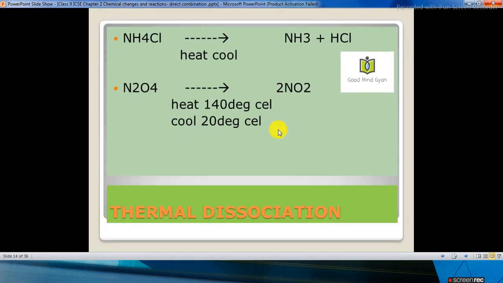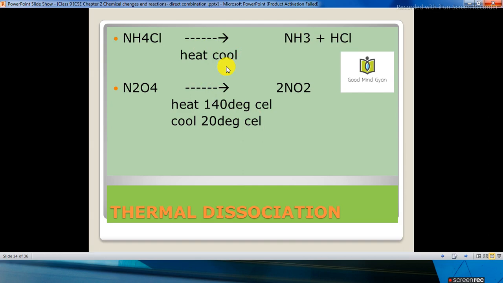Next we go to thermal dissociation. Now what is thermal dissociation? It is a dissociation in which a substance dissociates into two or more simpler substances on application of heat. In thermal dissociation, NH4Cl, that is ammonium chloride, when you heat it you will get ammonia and hydrogen chloride. When you cool the same thing, you are going to get ammonium chloride. So heating and cooling both are possible.